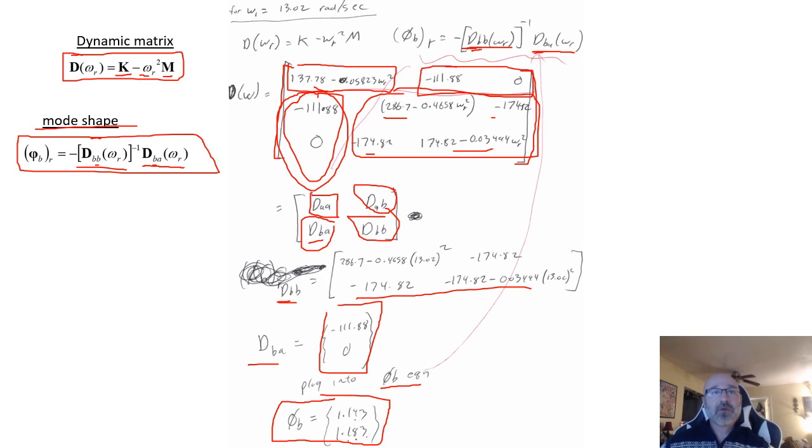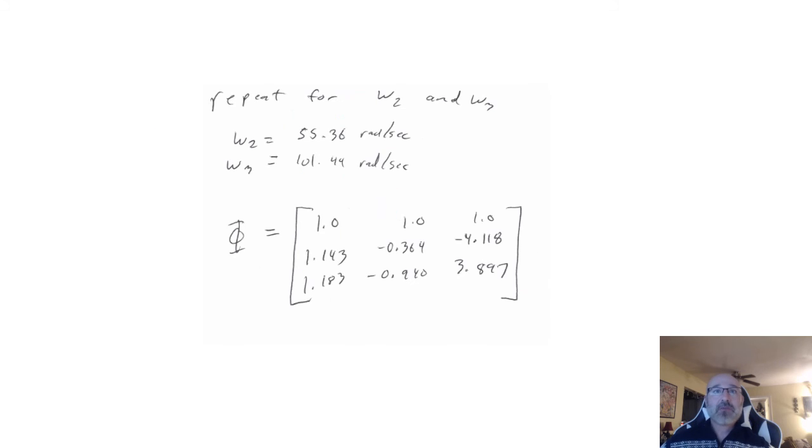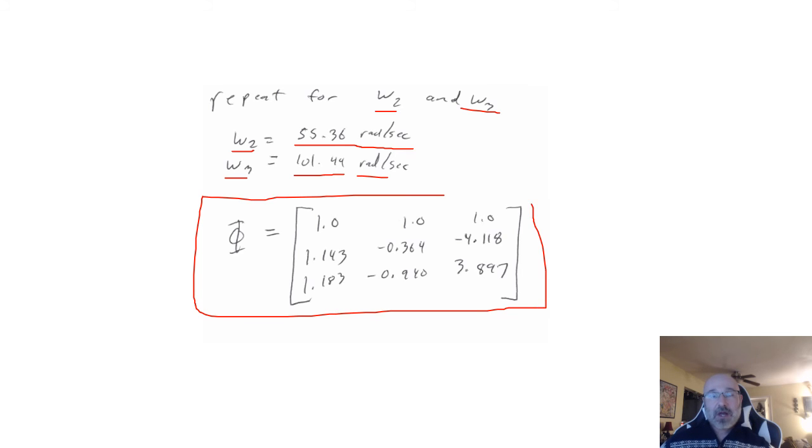Now this was just for our omega 1 term. We can repeat the same for our omega 2 and omega 3 terms, where we have omega 2 of 55.36 radians per second and omega 3 of 101.4 radians per second. So when we plug everything in, what we end up with is our mode shapes of 1, 1.143, 1.183; 1, negative 0.364, negative 0.94; and 1, negative 4.118, 3.897, when we do this out for all three of our omega terms.